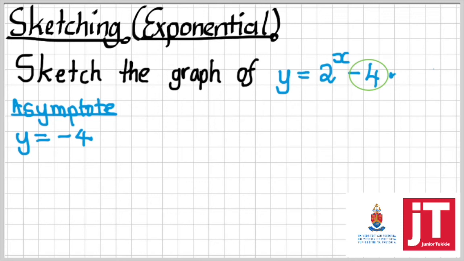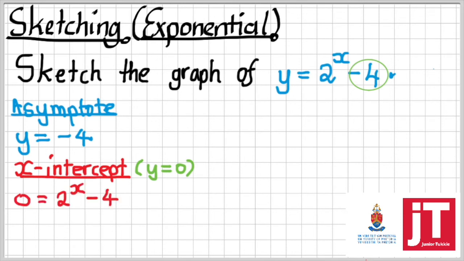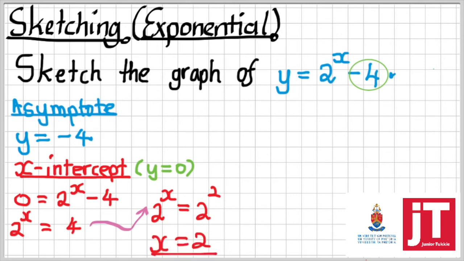To get our x-intercept, we always say y is equal to 0. So we get an exponential equation written as 0 is equal to 2 to the power x minus 4. Solving, we get 2 to the power x is equal to 4. Then, making sure that the bases on both sides of the equation are the same, we get 2 to the x is equal to 2 to the 2. Therefore, our x value is equal to 2.